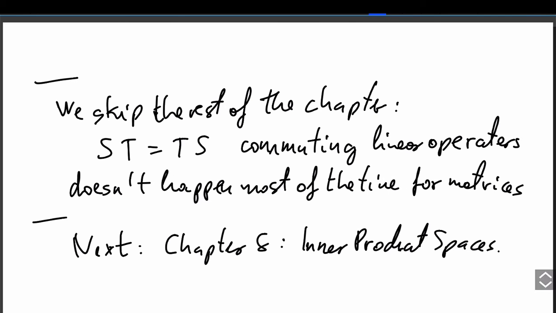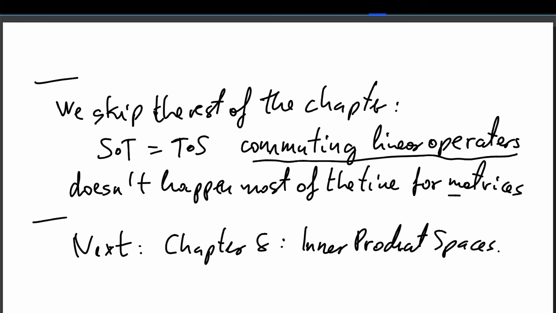We skip the rest about commuting linear operators. Commuting linear operators would mean that you can change the order when you combine them together, like S composite T or T composite S. Sometimes we put the composite function notation, sometimes we don't. Usually we don't. So this is a very special property. It has some requirements about the eigenvalues and eigenvectors. Clearly, it doesn't happen very often in real life.